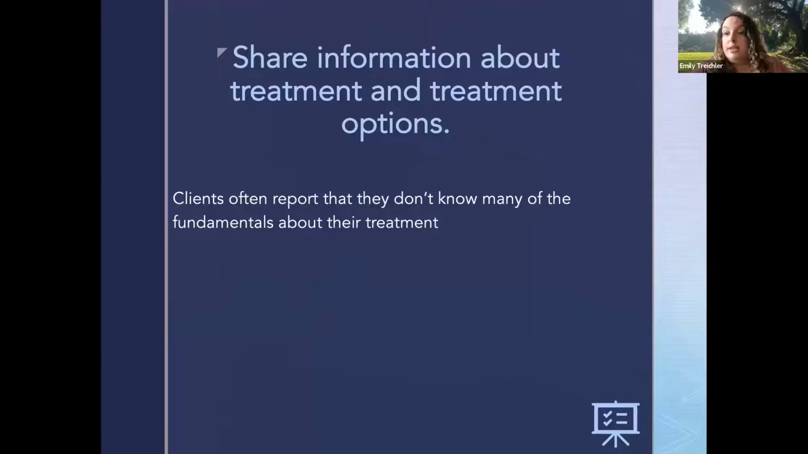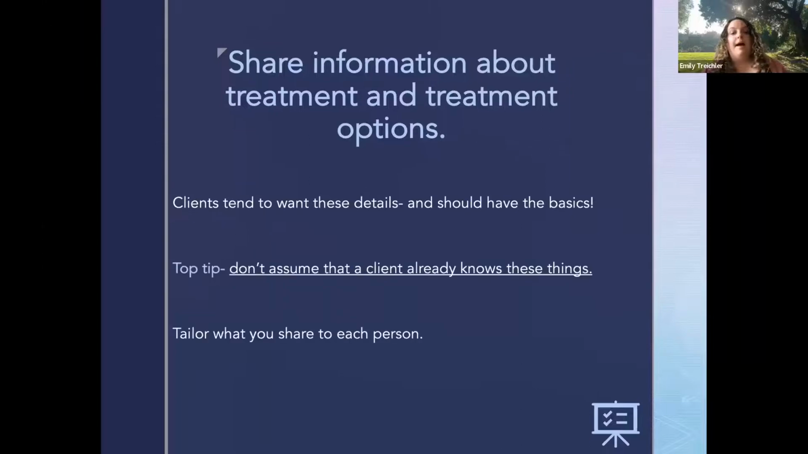What would I do to leave, in terms of graduation or in terms of getting kicked out? What are the rules? How does that work? What are the expectations of me while I'm in this program? There are so many things that we find that clients don't really know. And clients tend to want these details, and they should have the basics, right? It's really hard to benefit from care when you don't know what you're doing there and why.